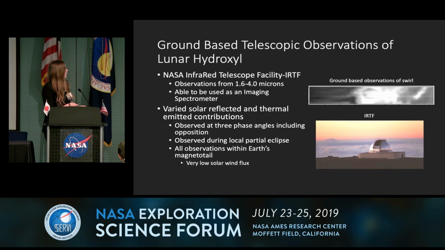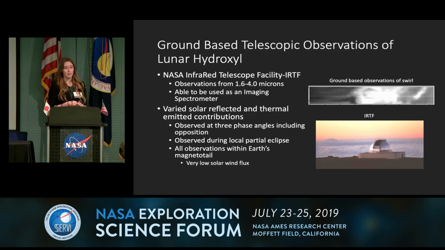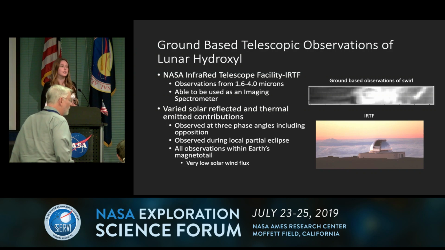So we are using a telescope on Mauna Kea, the NASA Infrared Telescope Facility, and this telescope can go out to longer wavelengths, which are more thermally dominated, out to 4 microns, and is able to be used as an imaging spectrometer. So we can use this to look at swirls and see more of the thermal emission in order to try to get a better fit of that thermal emission and hopefully correct the data with more confidence.